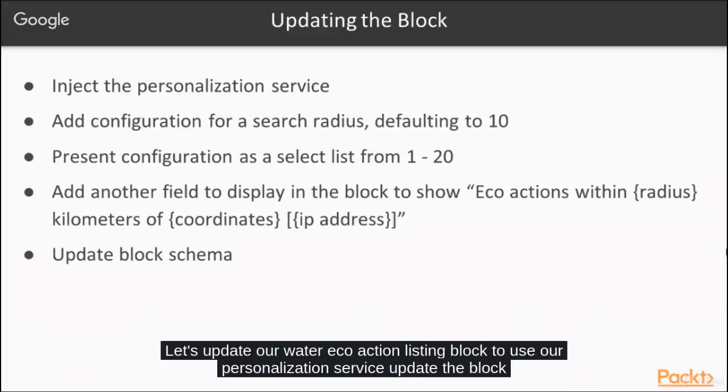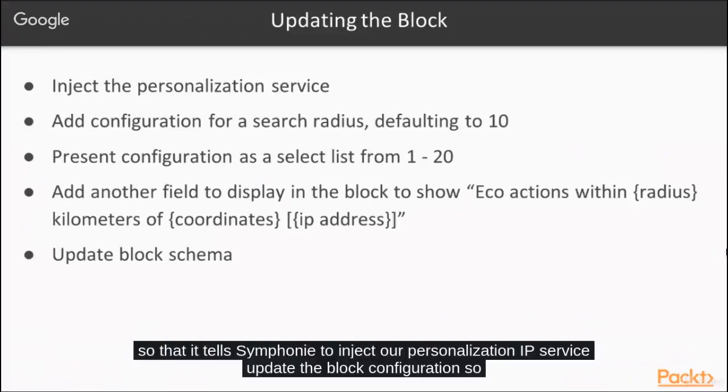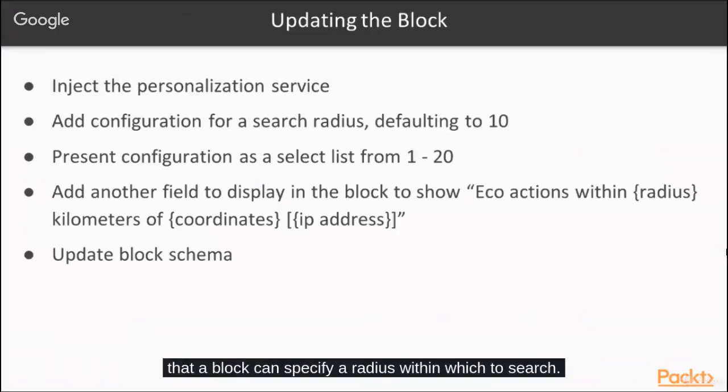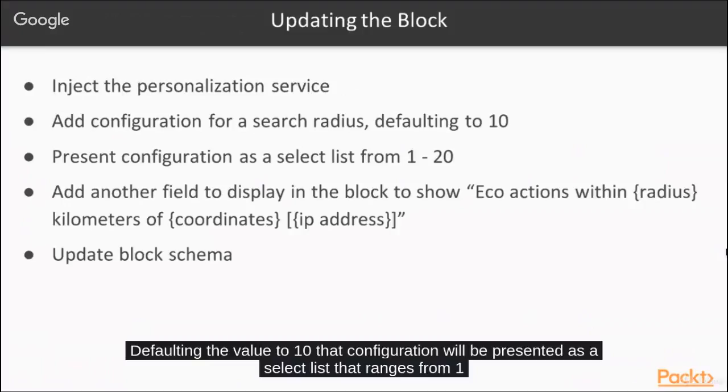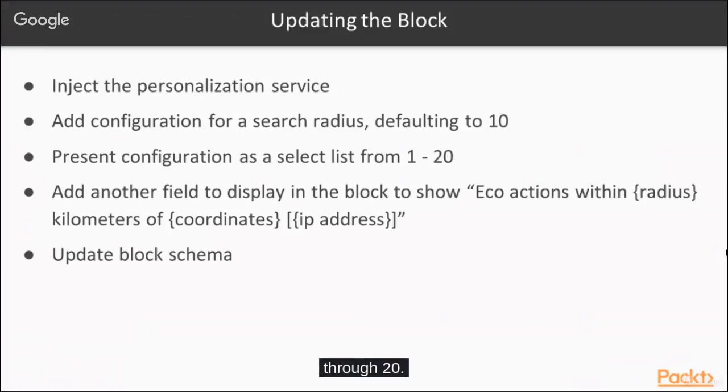Update the block so that it tells Symfony to inject our personalization IP service. Update the block configuration so that a block can specify a radius within which to search, defaulting the value to 10. The configuration will be presented as a select list that ranges from 1 through 20.